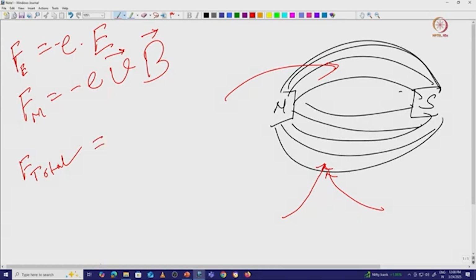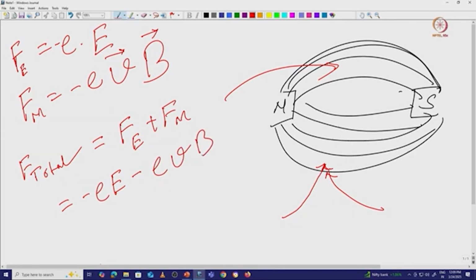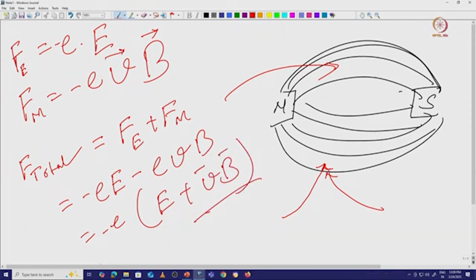force, it will be Fe plus Fm. Now I can write it as E plus E, V and B. Now if we just take this one, within the parenthesis you can see this is a cross product of two components, the velocity and the magnetic field.